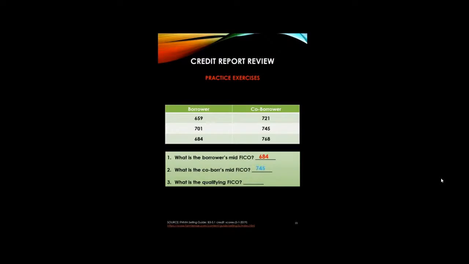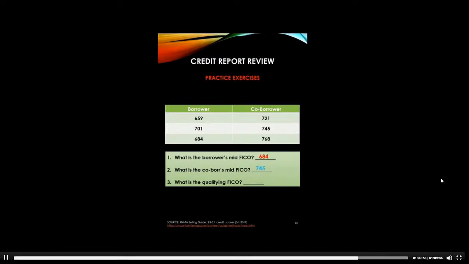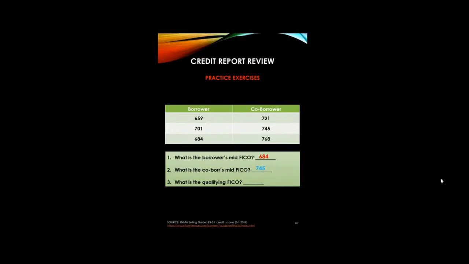What is the co-borrower's mid FICO score? 745. Now, what are you going to use to qualify? I hope you all get this one correct, and it is 684. And the reason why you get that, I'm going to take out my pen: we don't take the higher one. We take the lower of the two. And that would be this one.